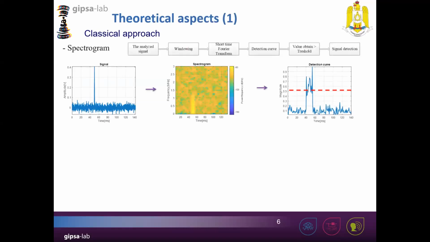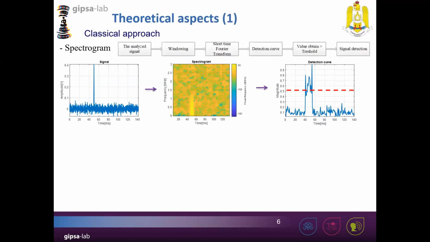The short time Fourier transform, the oldest and also the most used time frequency analysis method, was introduced to be able to measure the frequency variation of a signal. From the short time Fourier representation, namely the spectrogram, the detection curve is computed, and from here the detection of a partial discharge activity corresponds to the time moment for which the frequency signature of the partial discharge is higher than an imposed threshold.